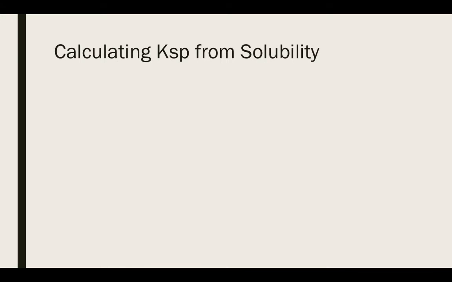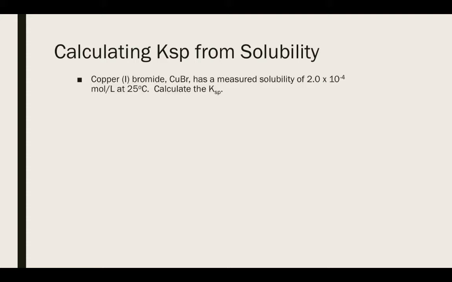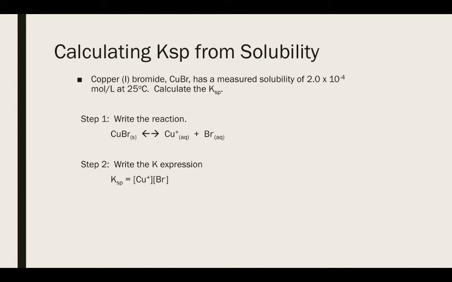There's 2 main calculations you'll need to do with KSP. First, we'll look at how to calculate the KSP value from solubility data. Copper 1 bromide has a solubility of 2.0 times 10 to the negative 4th moles per liter at 25 degrees Celsius. This means that in every liter of water, I can dissolve a maximum of 2.0 times 10 to the negative 4th moles of copper bromide. Let's calculate the KSP. First, we'll write the reaction, which is just a dissociation equation for copper bromide. Then we'll write our KSP expression. Again, do not include the reactant since it's a solid.